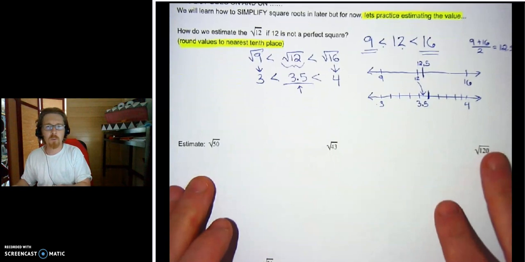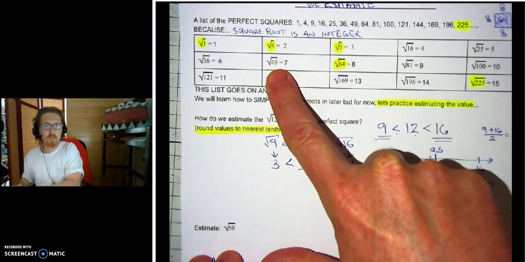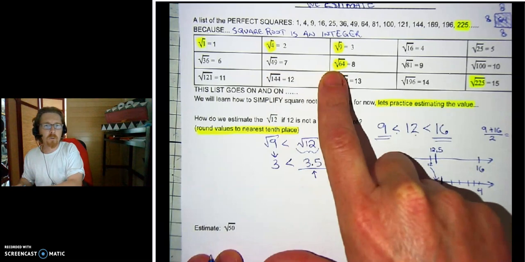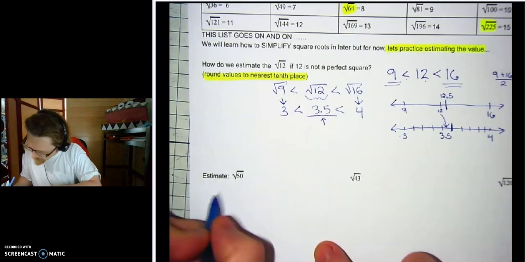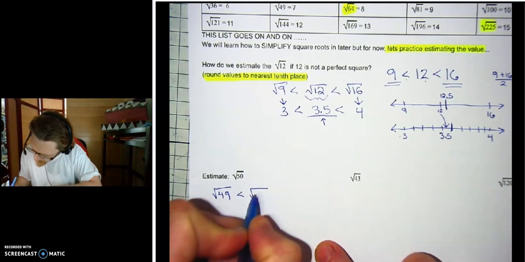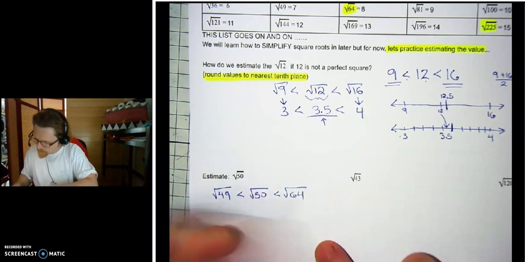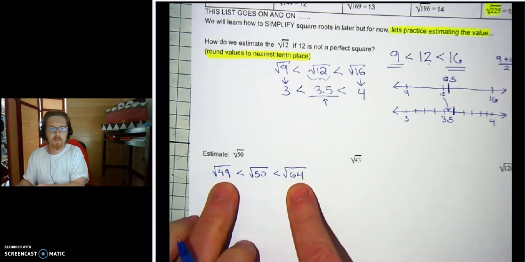So let's check out some more examples. The square root of 50. Again, we look at the perfect squares that are close or in between. Looking at this list, I see 49 is below 50 and 64 is above 50. So I can say that the square root of 50 is between 49 and 64 because those are the closest values.